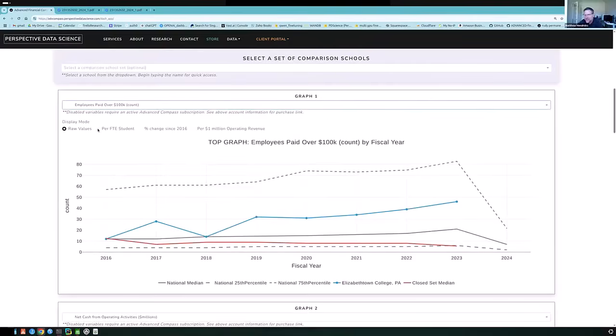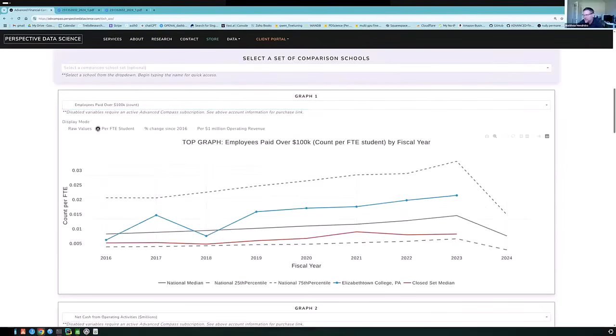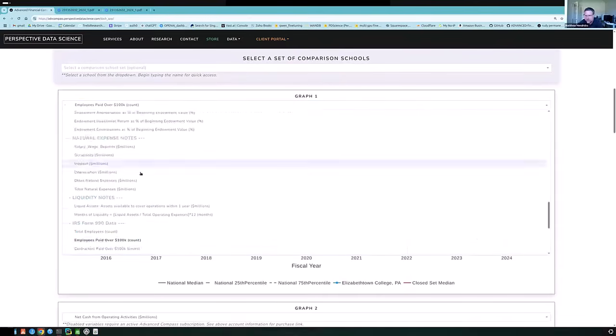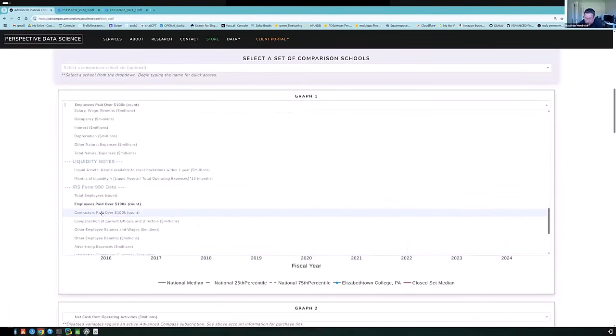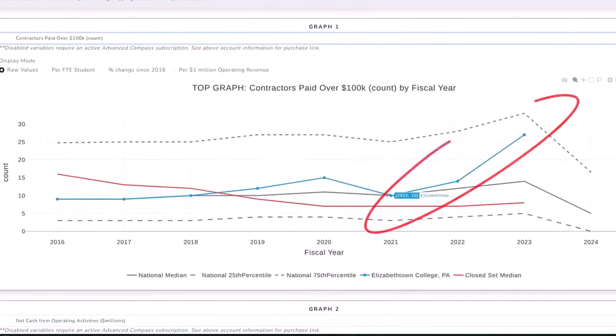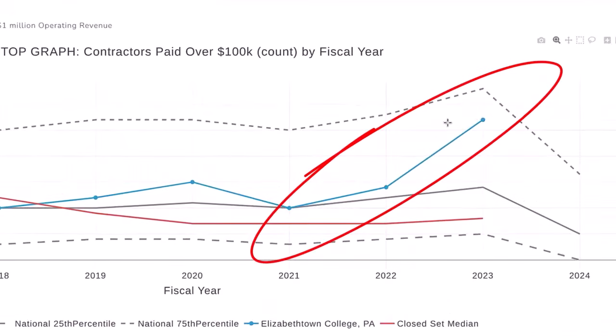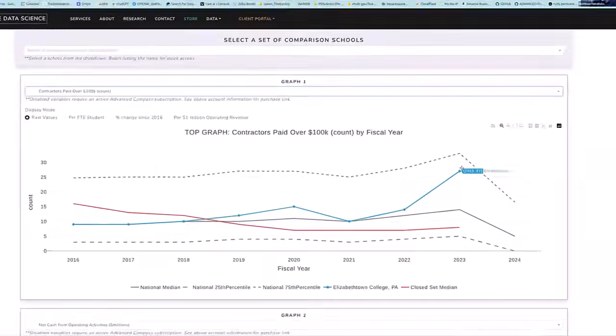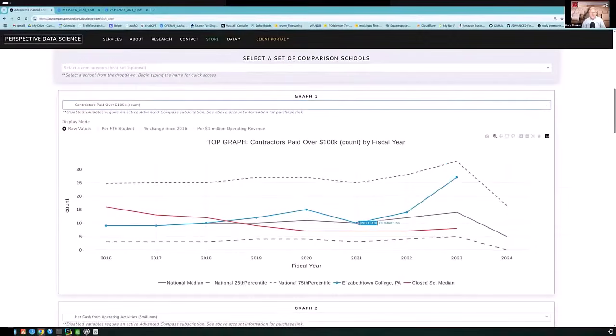So here is employees paid over 100K. So you've got some upper end earners. That looks high relative to their size as well. Contractors. Uh-oh. Okay, we went from 10 contractors in 2021 to 27 contractors in 2023. That's going to cost a lot of money, at minimum a couple million dollars, right? And that's just contractors over 100,000. So here's probably one of the biggest pain points for them.